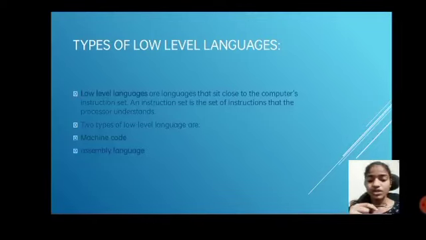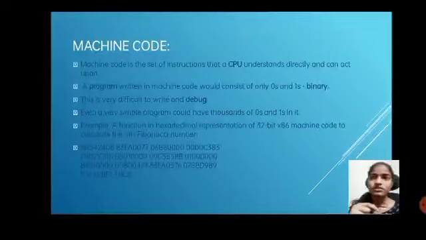But coming to the high level language, they have to be compiled, interpreted, and then converted into machine code. There are two types of low level languages: machine code and assembly language. So let's first see machine code.